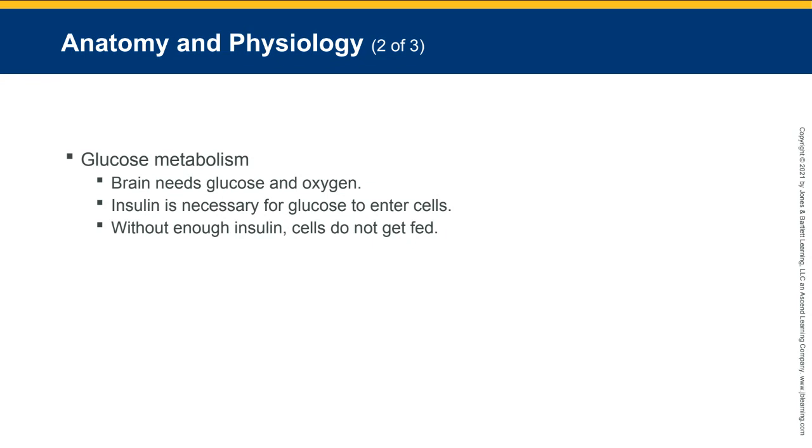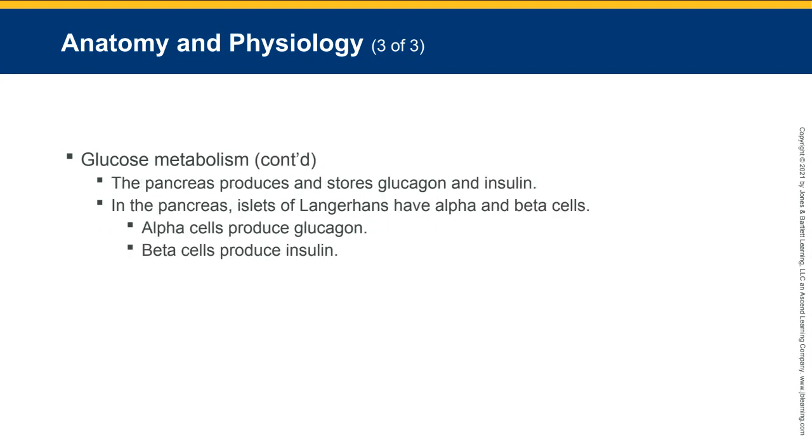So, glucose metabolism. The brain needs oxygen and glucose. Insulin is necessary for glucose to enter cells. The exception would be the brain cells. Without enough insulin, cells do not get fed. The pancreas produces and stores glucagon and insulin. Insulin is produced by beta cells. Glucagon is produced by alpha cells. And this is in the pancreas, specifically the islets of Langerhans.